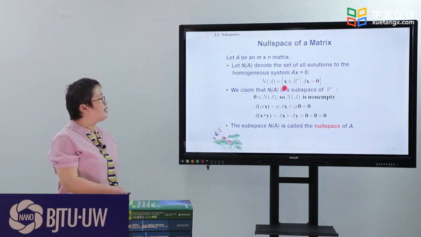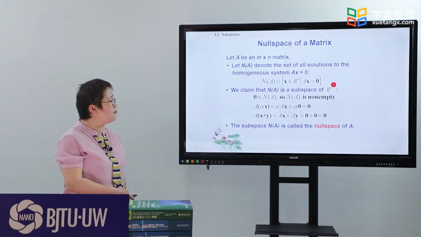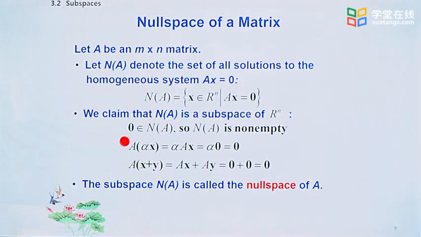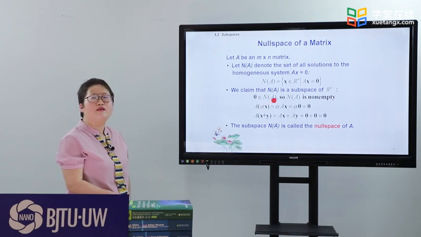We claim that this null space of A, meaning the solution set of the homogeneous linear system, is a subspace of Rn. First, the zero vector belongs to the null space of A, so the null space of A is non-empty. Also, if you check alpha times x for any scalar alpha, A times this new vector alpha x equals alpha times Ax, which equals alpha times 0, which equals 0. So alpha x is also in the null space of A.